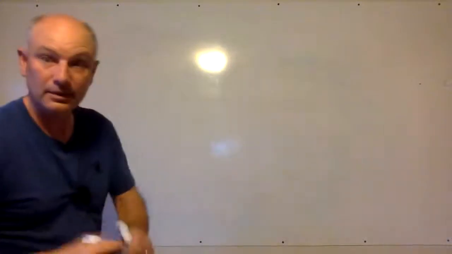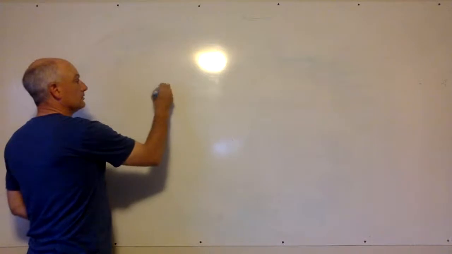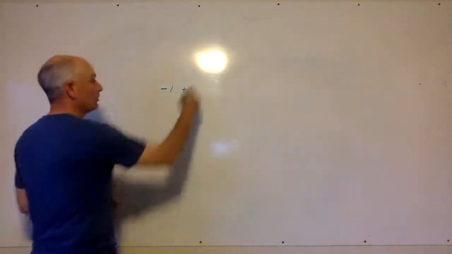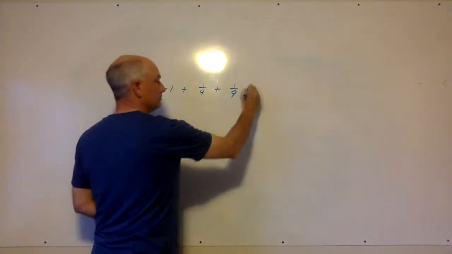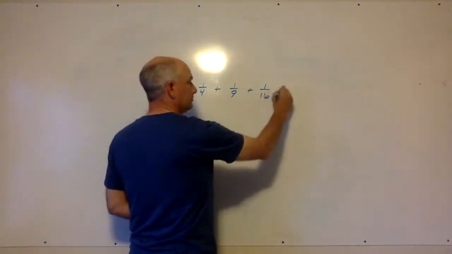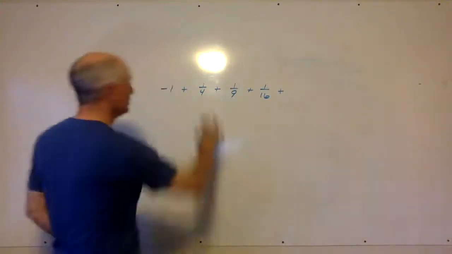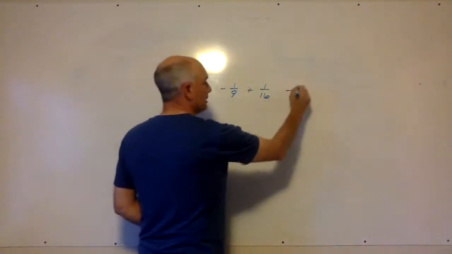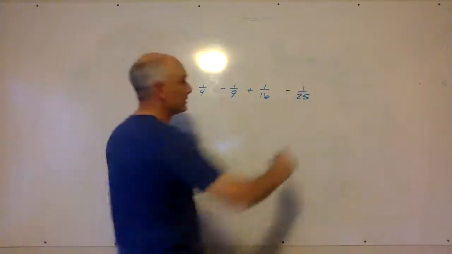Let's say our pattern is this. -1 plus 1/4 plus 1/9 plus 1/16 plus, oops, excuse me, I'm switching signs here, minus 1/9 plus 1/16 minus 1/25 plus 1/36.